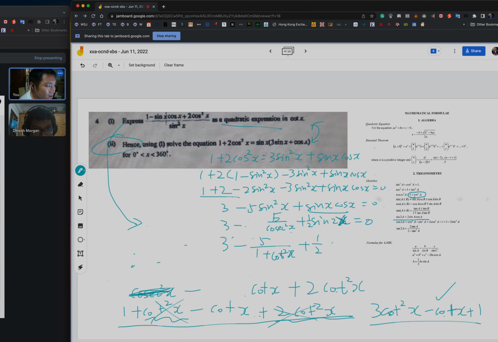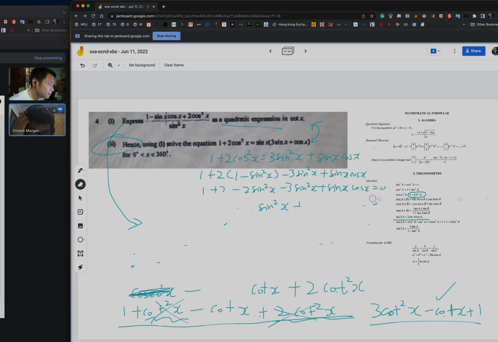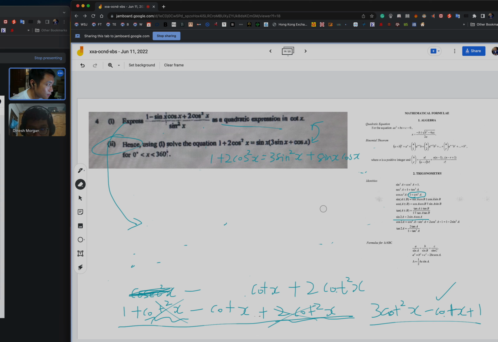Use part 1 to solve the equation. They're not related. At least I don't see they are related. Ah, they are related. Okay, let me show you how they are related. Now I try to see it from another perspective. We are very, very close. We have been misled by certain things.